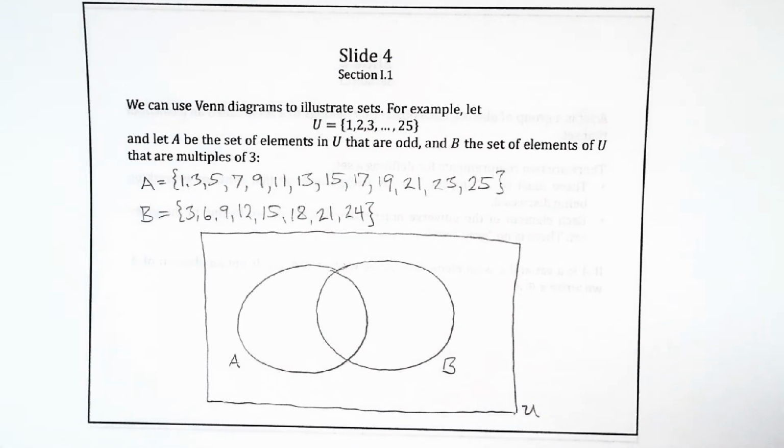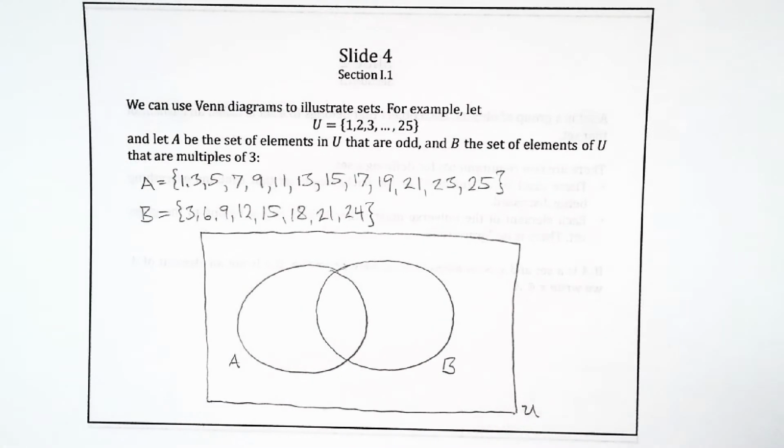Okay, so now I just go through each of the elements of U, all 25 of them, and I locate each of them in the appropriate region. Notice that there's 4 regions here. There's the outside, there's the stuff that is just in A, the stuff that's just in B, and the stuff that's in the overlap.